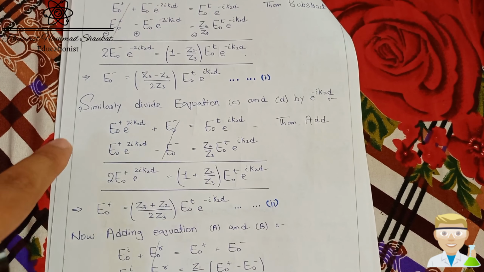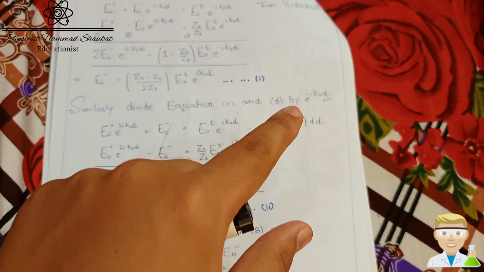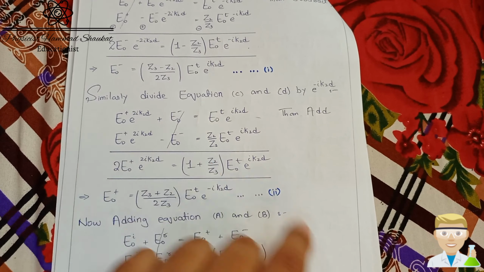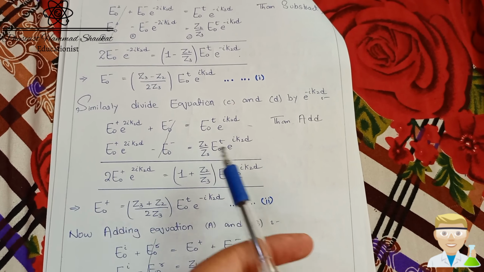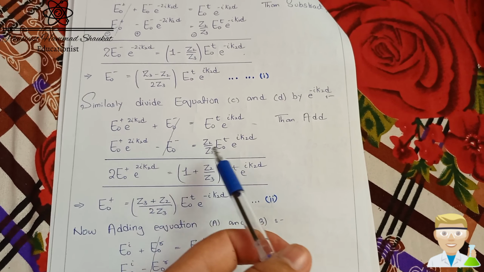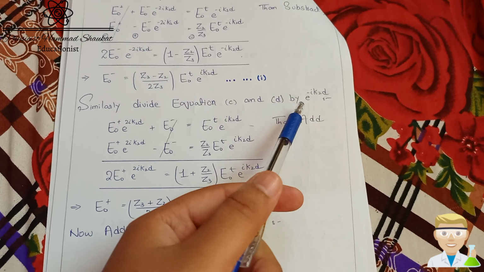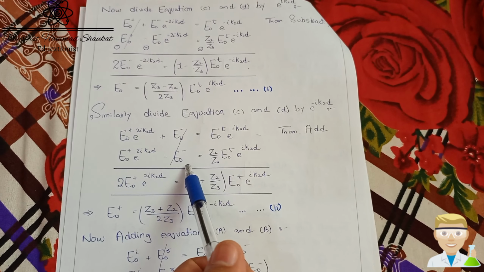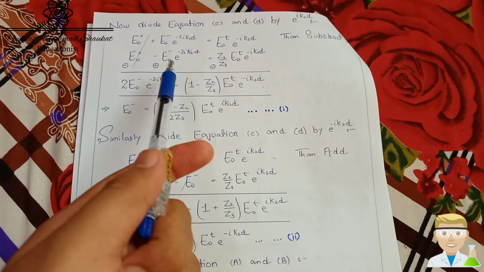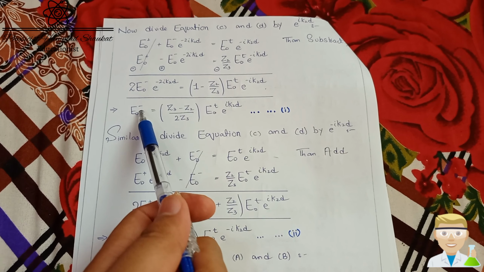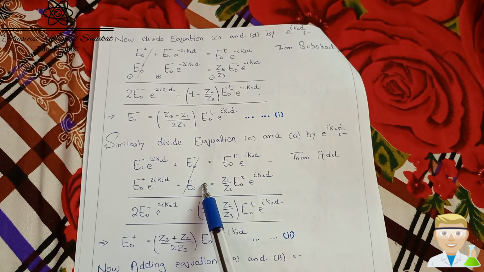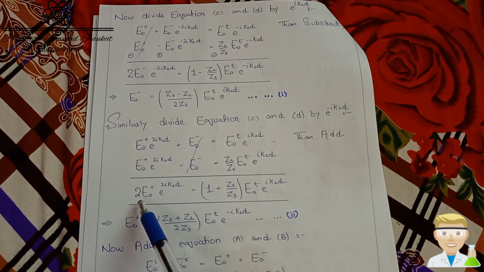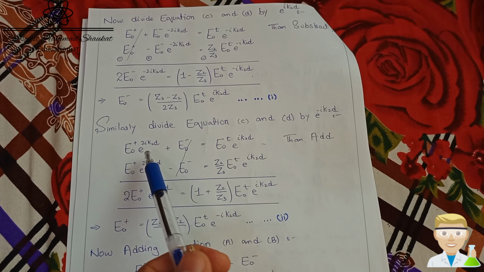This is the modified equation C after dividing by e power minus iota kd, and this is your modified equation D after dividing by e power minus iota kd. After dividing, you have to add. After adding, E0 minus cancels with E0 minus. Initially E0 plus cancelled with E0 plus when finding E0 minus. Now E0 minus is cancelled, and you can easily find E0 plus, because E0 plus adds with E0 plus, leaving 2 E0 plus, with e power plus 2 iota kd common.